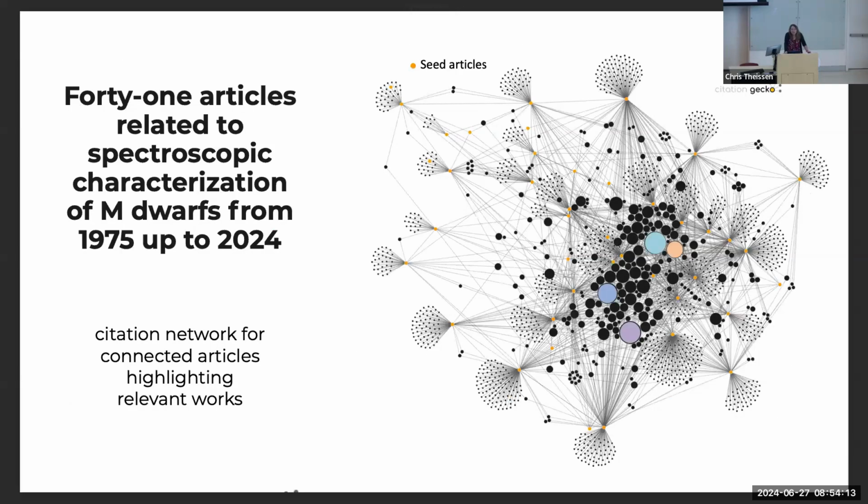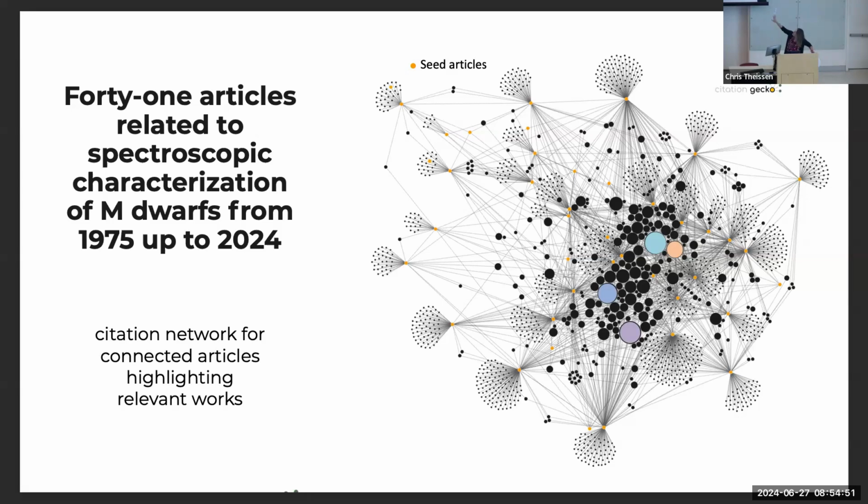So I knew that I only had 25 minutes for this talk, and I was like, okay, let's try to figure out what the important papers and articles for this field are. So I had a BibTeX with about 41 articles related to parameters from spectra for M dwarfs that range from 1975 up to 2024. And I put it in this app, Citation Gecko, that appeared to me on Twitter. And I was like, let's try to figure out if it can actually guess right what I thought were the most important papers.